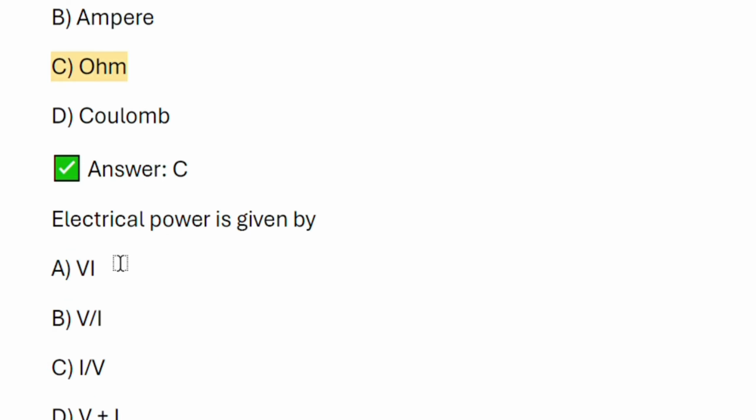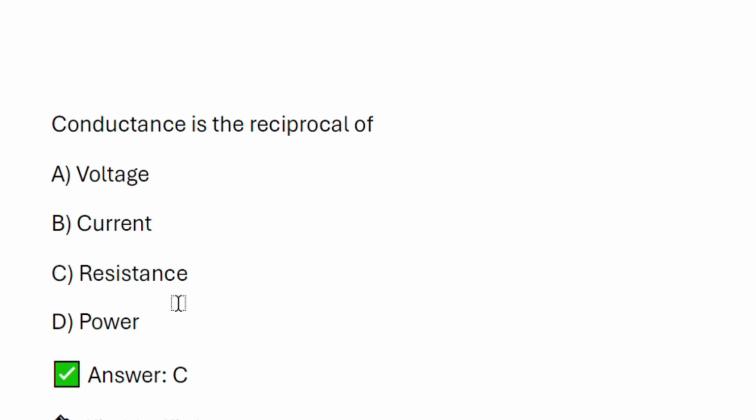Next question. Electrical power is given by VI, V upon I, I upon V, V plus I. The correct answer is option number A. Next question. Conductance is the reciprocal of voltage, current, resistance, power. The correct answer is option number C, resistance. Next question.